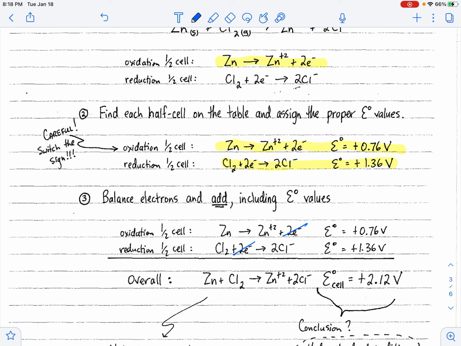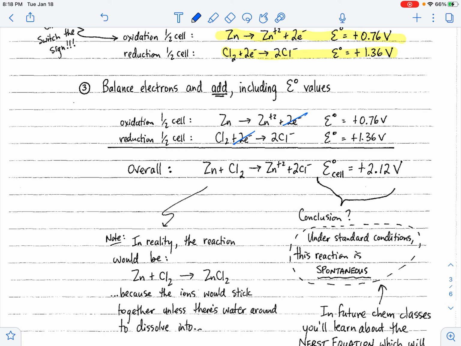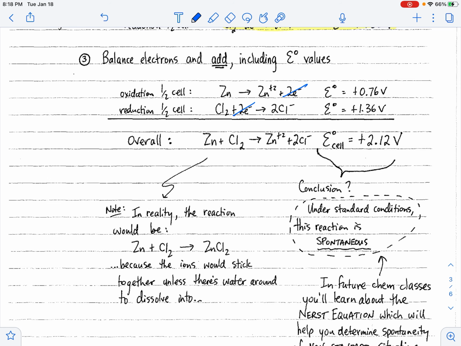And so the electrons would cancel, and you end up with your overall equation, and you simply add the E cells. You add the two together, so 0.76 and 1.36 is 2.12. Because that comes out positive, it's spontaneous. And not only that, but you'll see as you start doing some of these things, positive 2.12 volts is actually quite a high cell potential.